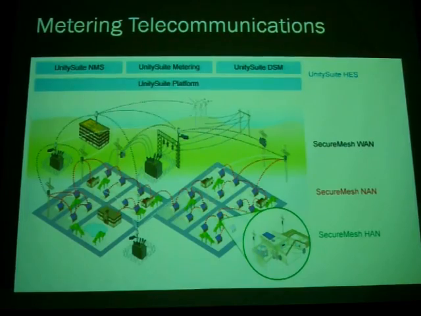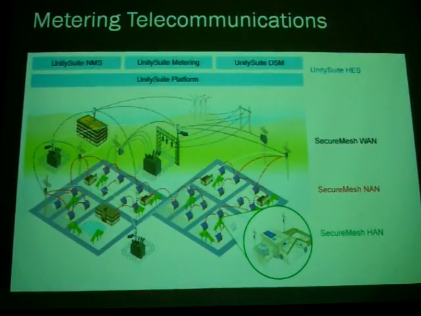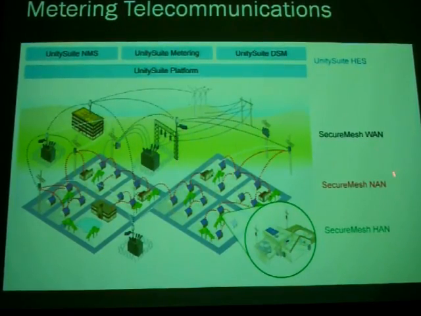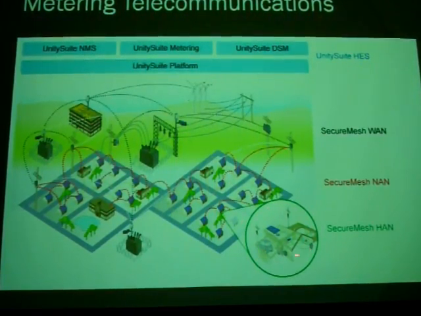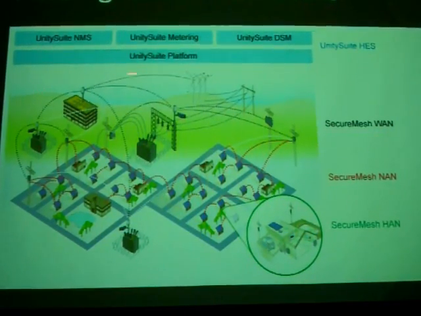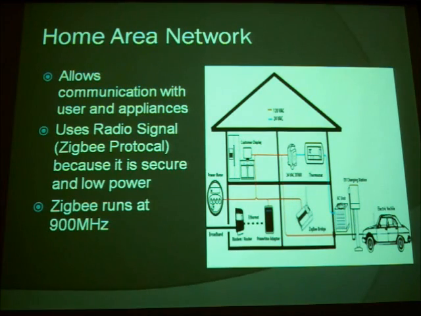This diagram shows the overall communications network involving the smart meter. We see here there are three major components: the home area network, the field area network, and the wide area network. The home area network allows communications with users and appliances. It usually uses the radio signal Zigbee protocol because it is secure and has low power consumption. Zigbee runs normally at 900 MHz.